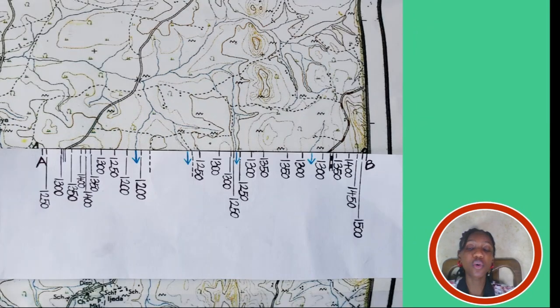And now I'm sure we've all gotten a good grasp of cross profile, but the journey is not over yet. We need to do the final thing, which is to transfer all the points to our graph and plot them.